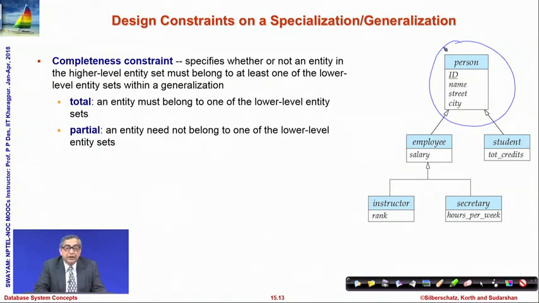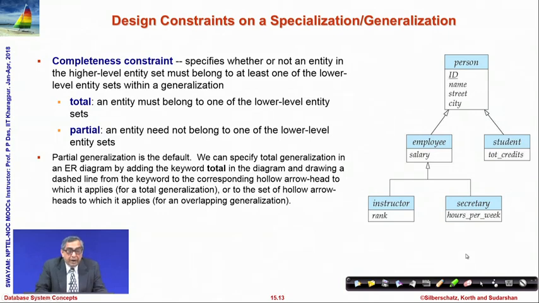But if a high level entity may or may not be featuring in an entity set which is at a lower level, then we will say it is a partially specialized hierarchy. So, both of these are possible depending on the different situations that we have. By default we assume partial specialization, and so if we want to say a certain specialization is total, we will have to write the keyword total by the side of the arrowhead that is representing the specialization hierarchy.